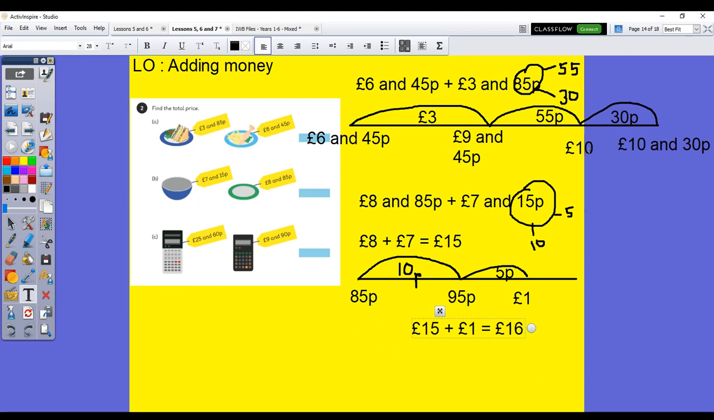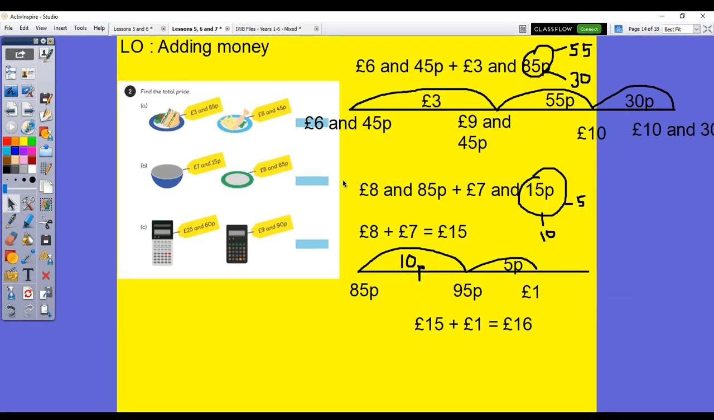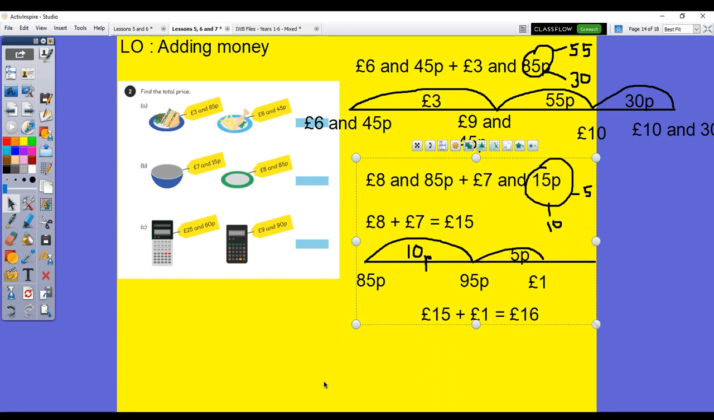Okay, so I'm just showing you different ways that you might find it easier to add the money together. There's no right or wrong way to work it out, okay? Apart from column, I won't ban you from using column at the moment. Because I want to get your mental addition going. But you can find the easiest way to do it, okay?